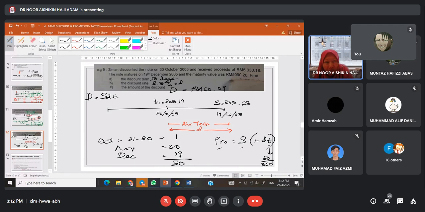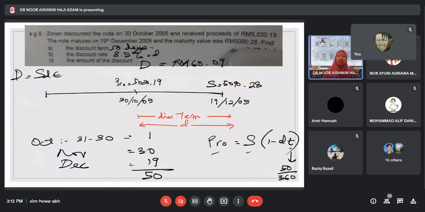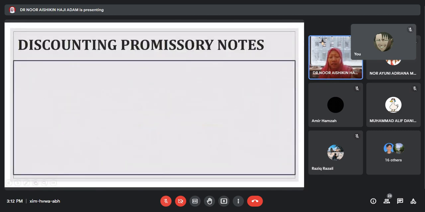Makin faham tak sekarang? Okay. More exercise a week. Sekejap ya. Saya letak on slideshow. Ni sebenarnya yang you dah buat tadi tu.